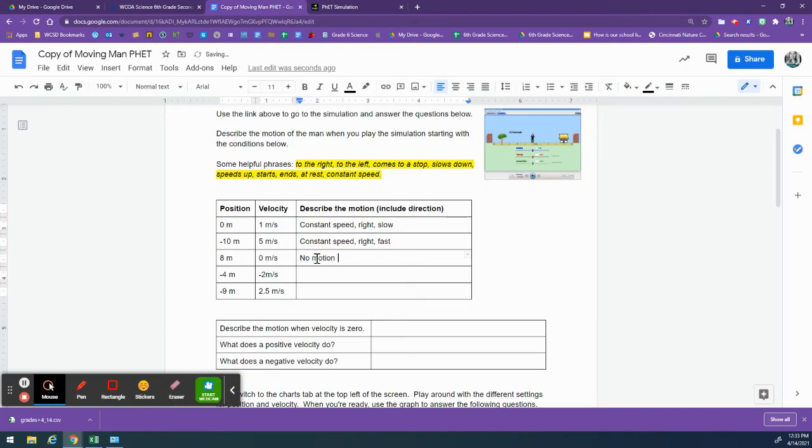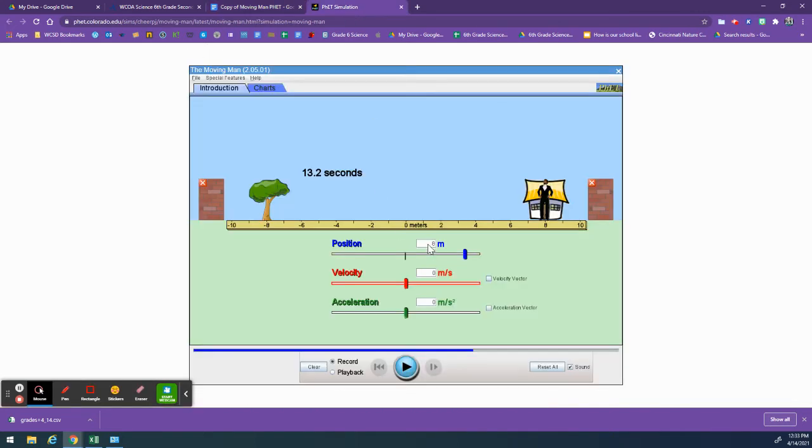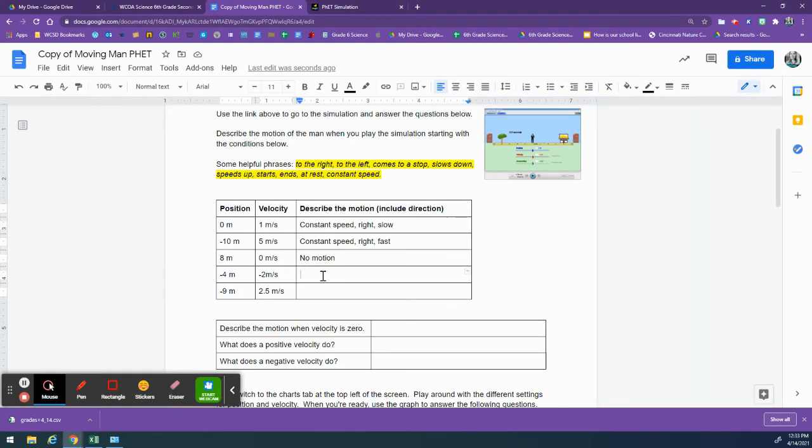No motion. Now we're going to have a negative position and a negative velocity. So negative 4 and negative 2. We hit play. Okay, so now I see he's moving in the opposite direction, still at a constant speed. It's kind of slow, but it's to the left.